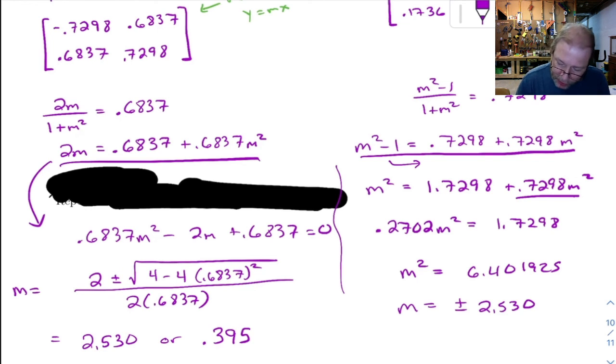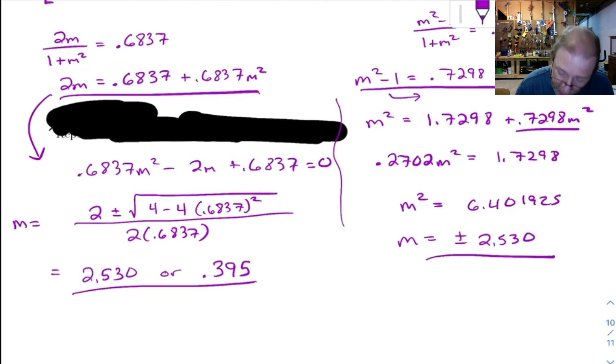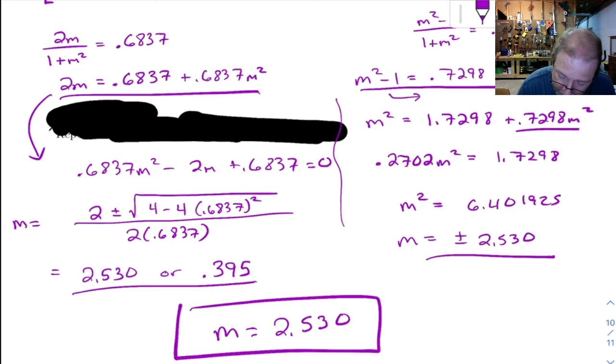So we got two solutions over here and two solutions over here. The common solution between the two of them is the correct one. So that's 2.530. And that's it. And I think that's enough for this problem. Let's not worry about doing the next example.